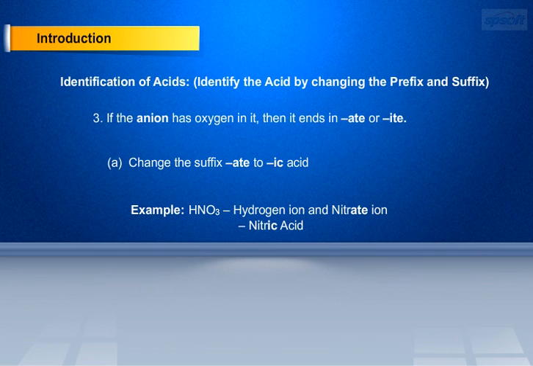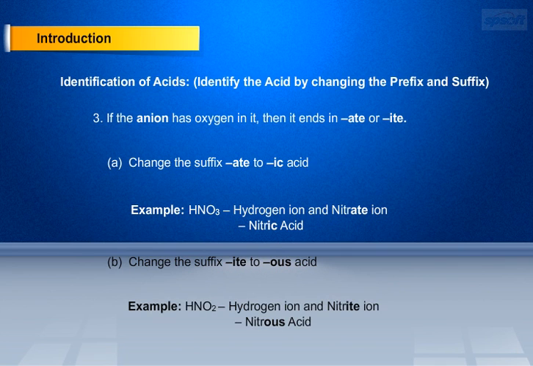Example 1. Nitric acid, that is HNO3, consists of hydrogen ion and nitrate ion. Here, nitrate, that is NO3 anion, contains oxygen in it and ends with ate. On changing the suffix ate to ic, we can name or identify the acid as nitric acid.